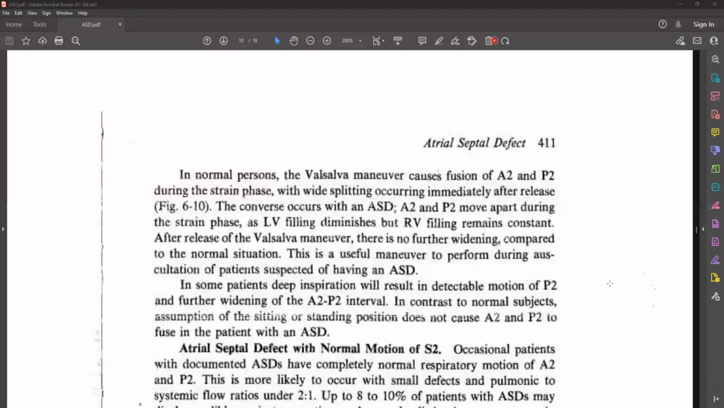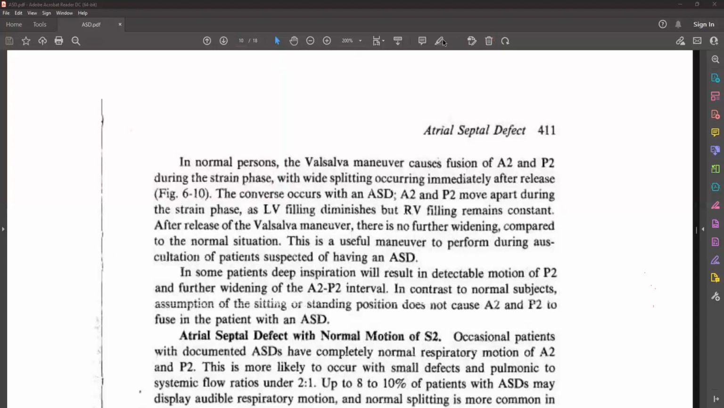Okay. Now, one more critical part you can understand here is the Valsalva maneuver. If you do it at the bedside, you'll know how valuable it is. With the Valsalva maneuver, we know that you try to increase the intrathoracic pressure and also attempt to increase the peripheral resistance. When you do the Valsalva maneuver in a healthy individual, the A2P2 fusion occurs. This is a very good tool. Whenever you have a doubt, you try this. In the strain phase, the fusion of A2P2 occurs. Don't bother about what happens in the release. During the strain phase, the A2P2 fuses.